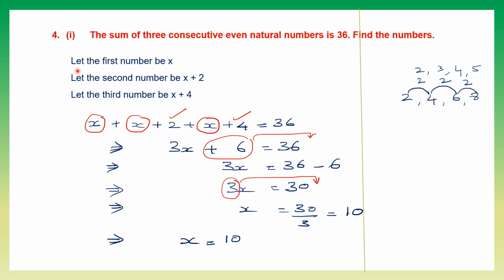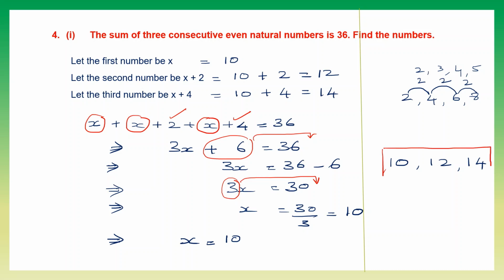So now let's go back to the first statement. Let the first number be x. So that means we have found the first number and that is 10. Now the second number is x plus 2, that is, x is 10, 10 plus 2. X plus 2, isn't it? X plus 2, that is 10 plus 2 is 12. The third number is x plus 4, that is 10 plus 4 is 14. So what are our numbers? The three consecutive even natural numbers are 10, 12 and 14. So we've got our three consecutive even natural numbers and they are 10, 12 and 14.